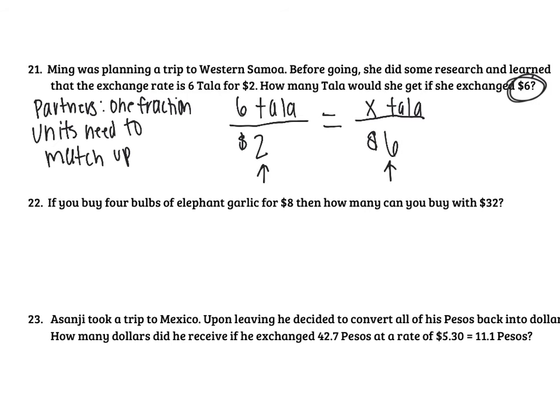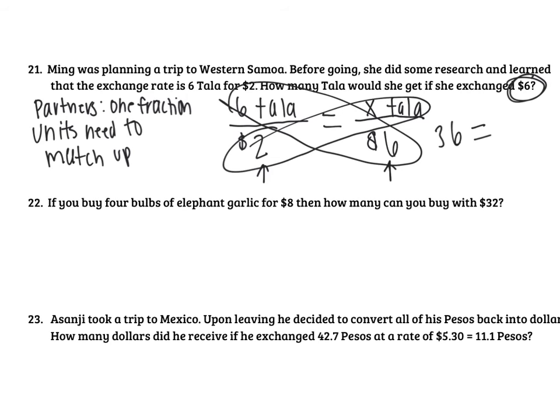So now we just cross multiply. So I'm going to circle my diagonals. And I have 6 times 6, so that's 36, equals x times 2, or just 2x. So 36 equals 2x. I'm going to divide by 2 on both sides. And I will get that 18 equals x. So the answer, don't forget your units, is 18 tala.